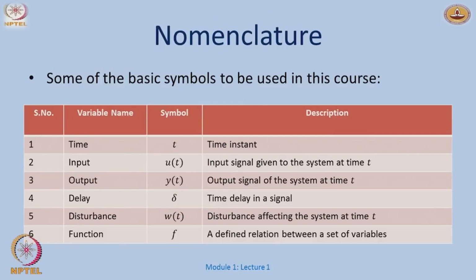Okay. So, before we start, I will just introduce you to some notations in the course. The small letter t would denote the time variable. Input would usually be denoted by u of t, output would be y of t. If there is a certain delay in the time signal, we will denote that as delta. Disturbance would usually be denoted by w of t, which is a time varying disturbance, and f denotes any function, right, which maybe maps one variable to the other.